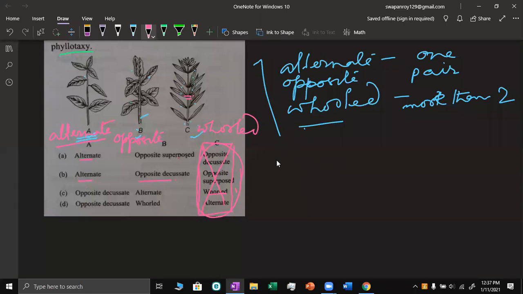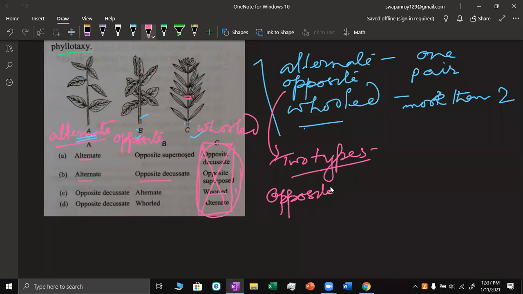Say this, opposite are two types. Two types of opposite. Of course, in the NCERT book, these two types have not been given. One is called opposite superposed, and another one is opposite decussate.